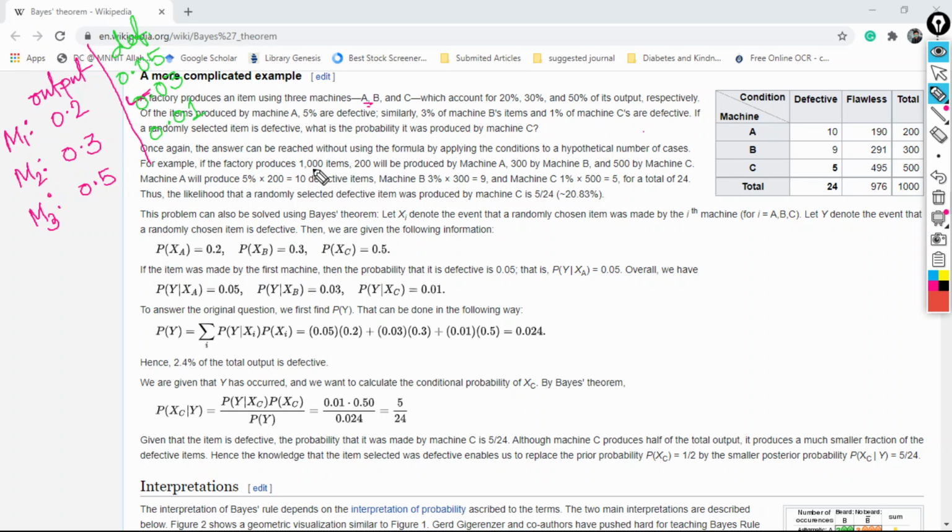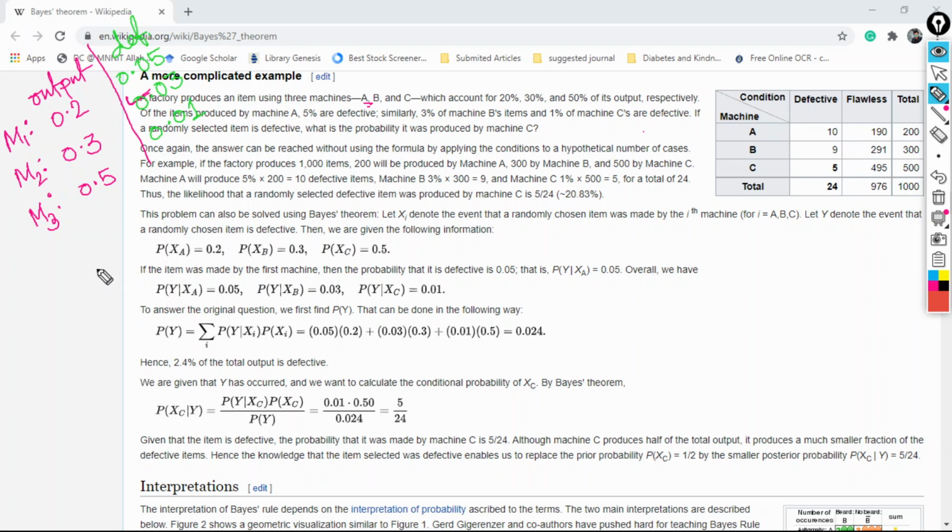First, they have a factory in a town, and in that factory they have only three machines. The data given is that the first machine gives 20% of the output, the second machine 30%, and the third machine 50%. On those items, the first machine also gives some defective products, 5%, similarly 3% for machine B and 1% for machine C. Now their requirement is: if they choose a product and find it is defective, what is the probability that this product is coming from machine C?